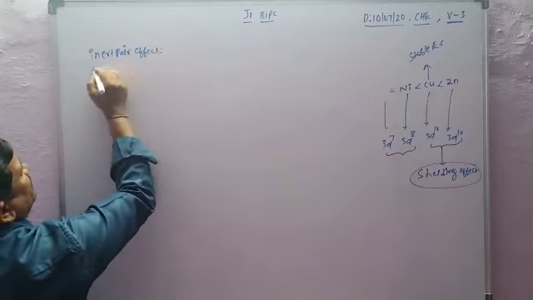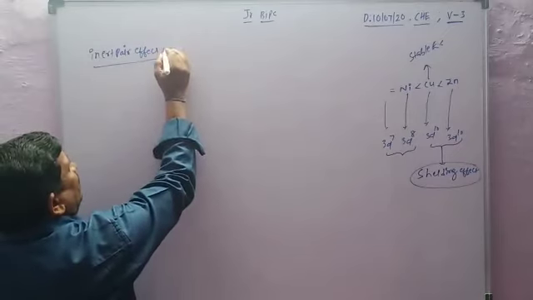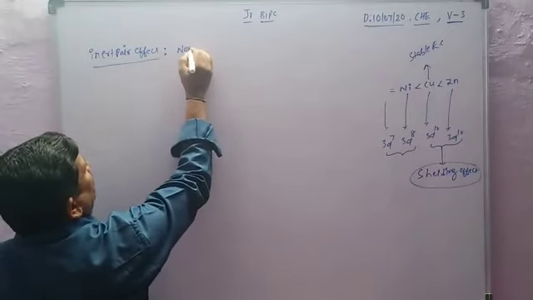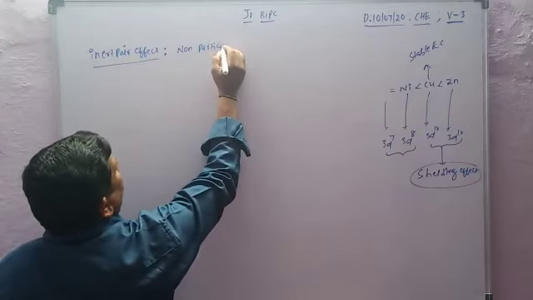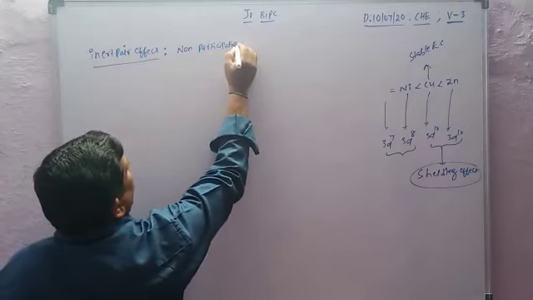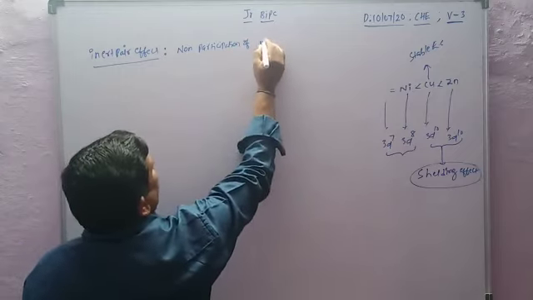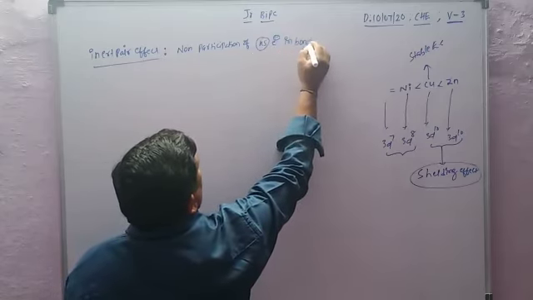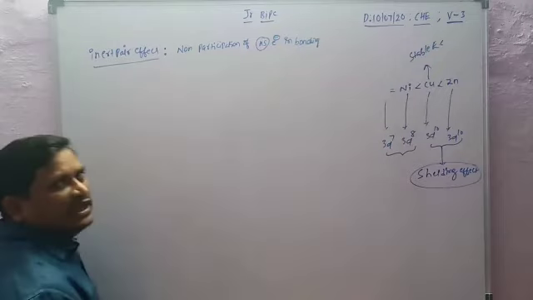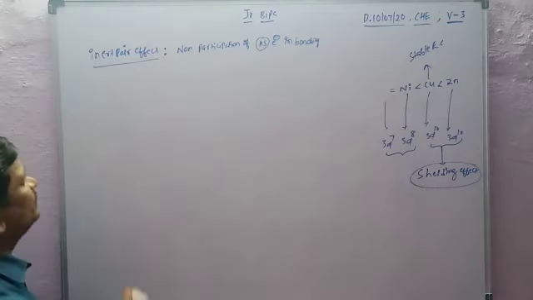Inert pair effect means non-participation of ns electrons in bonding. It is present in third group, fourth group and fifth group elements.